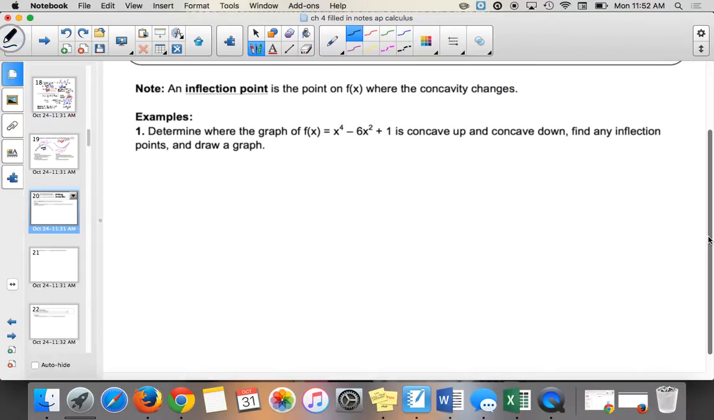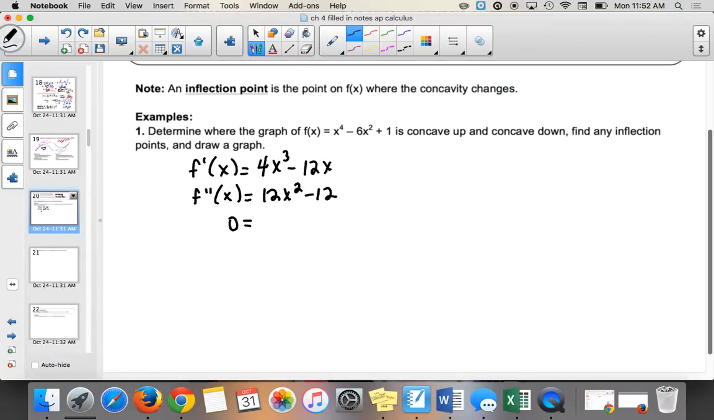So we find f prime, because we have to find f prime before we can go straight to f double prime, right? So we're going to do 4x cubed minus 12x and then plus 0. And then f double prime is going to be 12x squared minus 12.